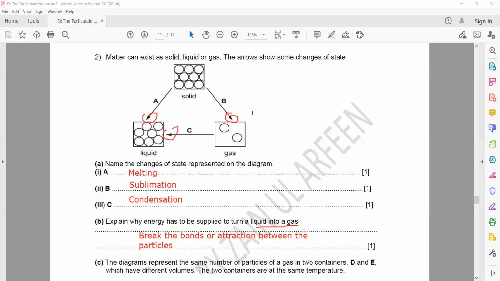That's why we have to supply energy. For example, in a liquid the particles are closer compared to those in gas, and they have attraction between them. The red line is representing the bonds or attraction. So we have to break this bond. How can we break this bond? By supplying the energy. The moment we supply energy, the bonds will break, and the particles move away from each other. So basically, to break the force of attraction between the particles.